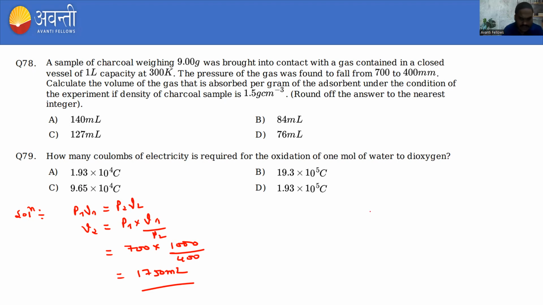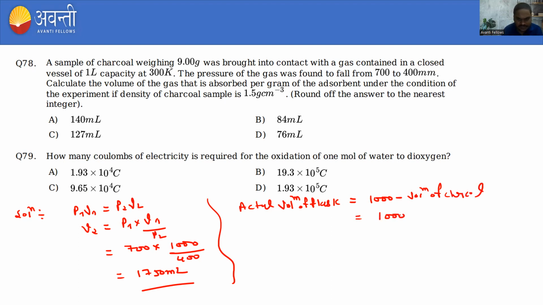Now, what is the actual volume of the flask, beta? The actual volume of the flask is just 1,000 minus the volume of the charcoal, which I already calculated. How will you calculate the volume of the charcoal, beta? Density is given. So volume is mass divided by density. That is, mass is 9 and density is equal to 1.50.